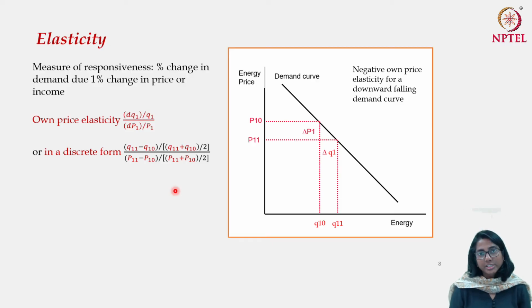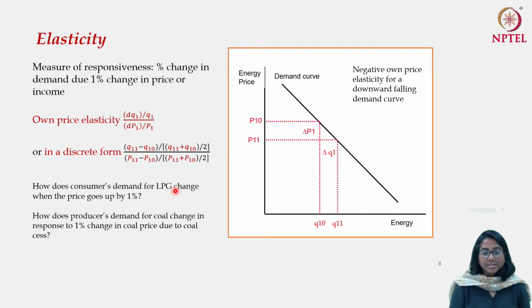So what kind of questions are answered with the help of the concept of price elasticity? Suppose I ask the question, and these are very important policy questions: how does the consumers' demand for LPG change when the price of LPG goes up by 1%? Or you can say, what is the change in the consumer demand for LPG when the price of LPG goes down by 1%? Why is it a very important policy question? Because in countries like India, LPG is highly subsidized. So if you want to increase the subsidy on LPG, that will have an implication on price.